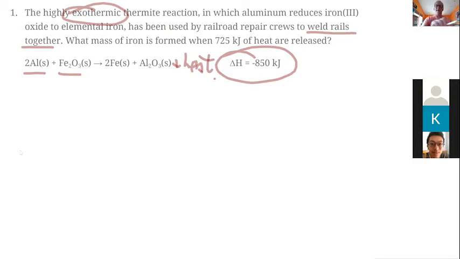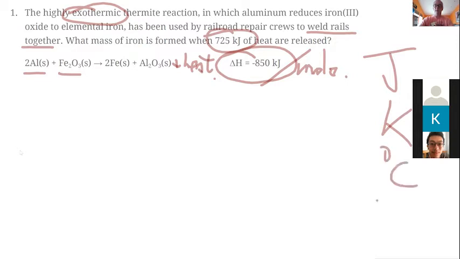So, and the other thing to remember is that delta H, capital H, means kilojoules per mole. That is very, very important. And so if 725 kilojoules of heat, and remember heat is energy, and energy is measured in joules. Temperature is measured in K or C or F. So they're different things. So heat is measured in joules. So if 725 kilojoules of heat are released, does that mean more than 1 mole or less than 1 mole has taken place, has been involved in this reaction? More than?